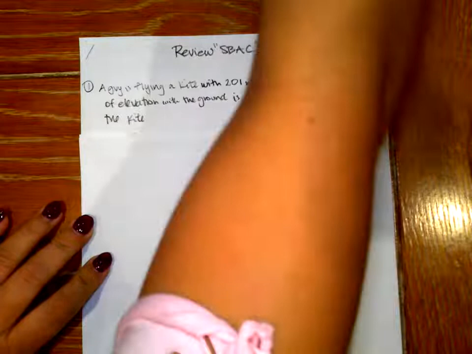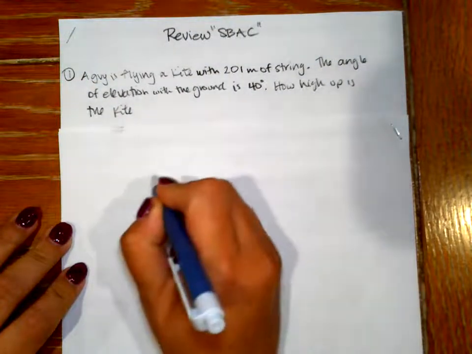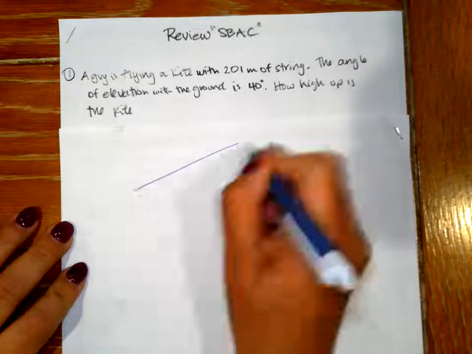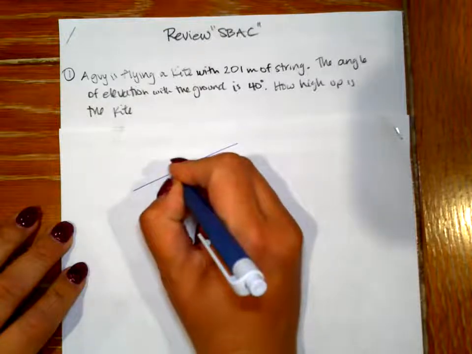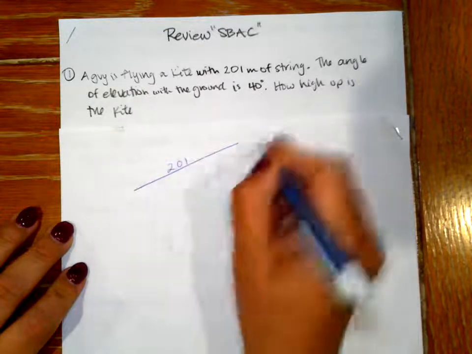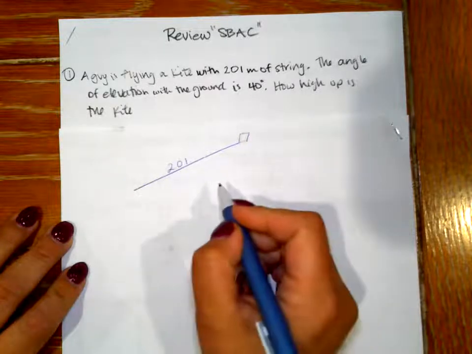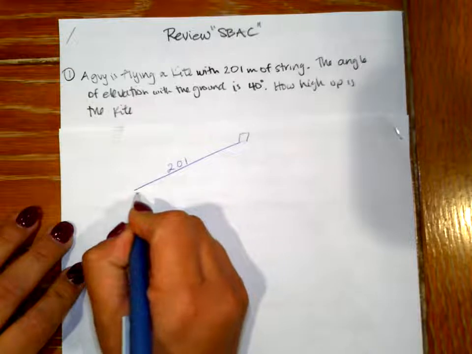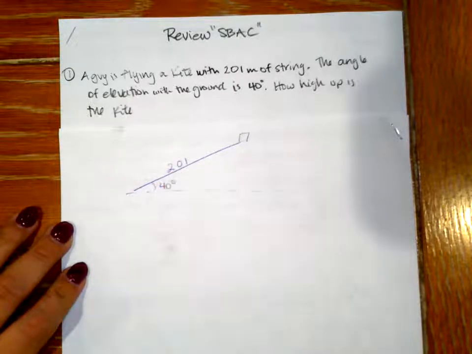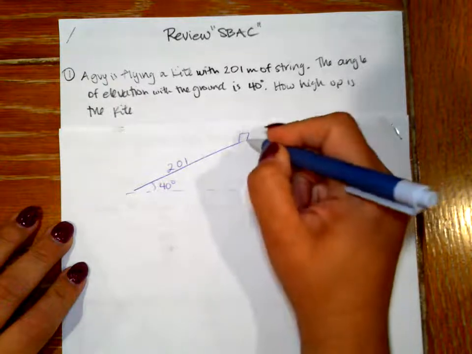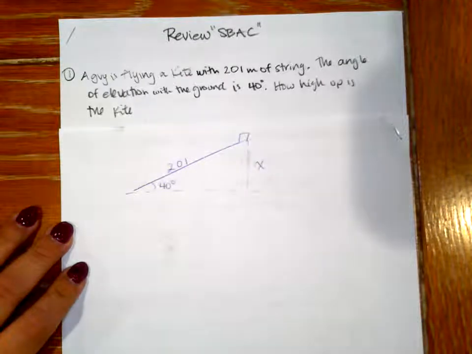Let me zoom in a little bit so you guys can see. All right, a guy is flying a kite. So here's the guy. There's the kite string, and it is 201 meters of string. And then the kite's kind of up here. The angle of elevation with the ground is 40 degrees. How high up is the kite? So they're looking for this height right here. That's what they want.